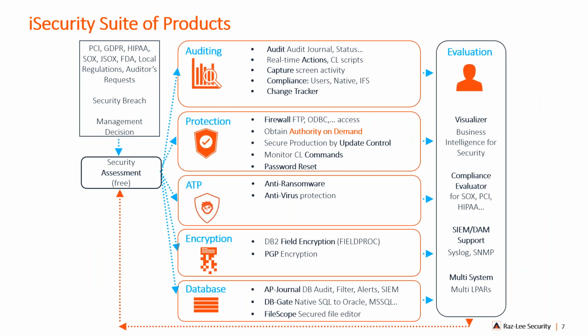Today we're going to talk about one product, Authority on Demand. As you can see, this is our full portfolio by category. The categories are auditing, protection, ATP with antivirus, encryption, and database. Today we cover the protection category, Authority on Demand.